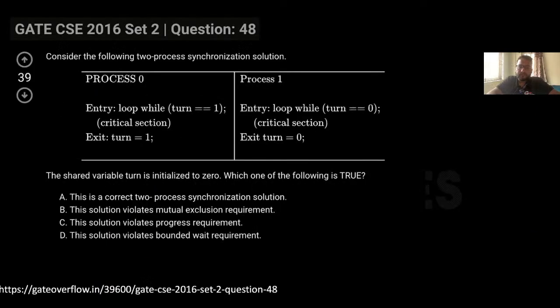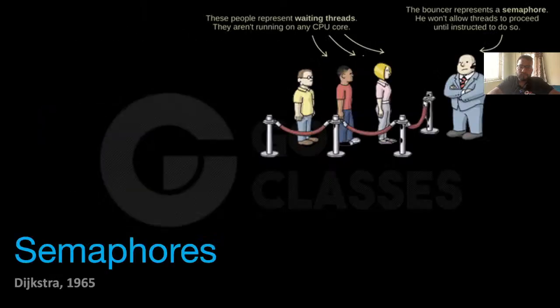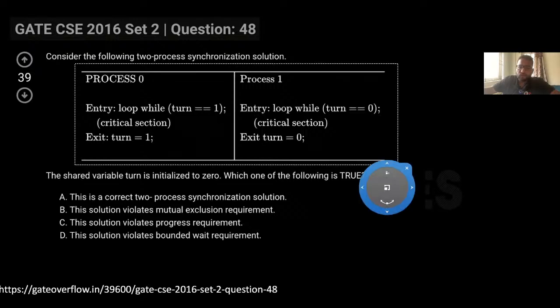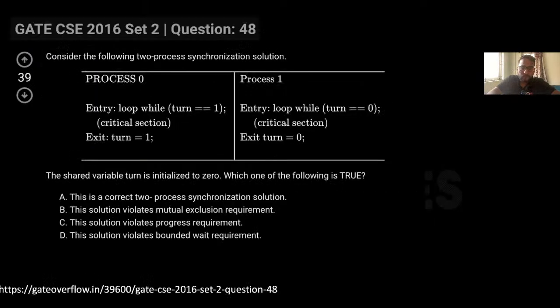Okay. Now let's just solve this question, and then we will move to the semaphores. So what this question is saying, I think the same thing. Consider the two process synchronization. They are asking which is correct synchronization: mutual exclusion, progress, bounded waiting. So they're asking about these three conditions only. Let me go to the next page.